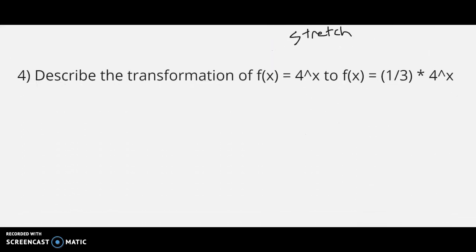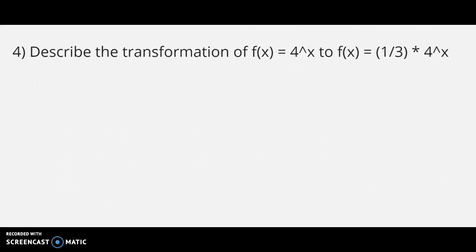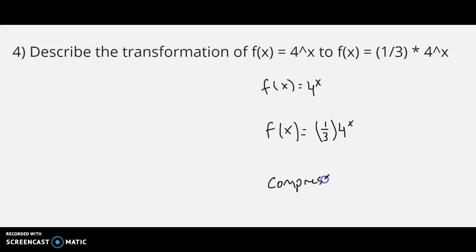Let's look at another transformation. Describe the transformation. 4 to the x, this time 4 to the x. There's our base function. Let me write it again here. And then here's that transformation. It looks like it's the same function. However, we just put a 1/3 in front of it. Okay, so not reflected over the x-axis, but it looks like it was vertically compressed. It got wider, maybe fatter, stretched horizontally. That's pretty much the only characteristic we can see.